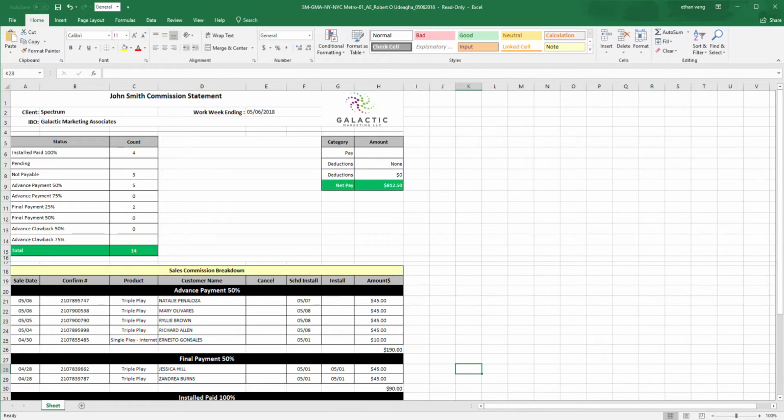I'm the owner of Galactic Marketing, and today we're just going to be talking about how to read your pay stub and how it works. So first off, this is how a pay stub breaks down.